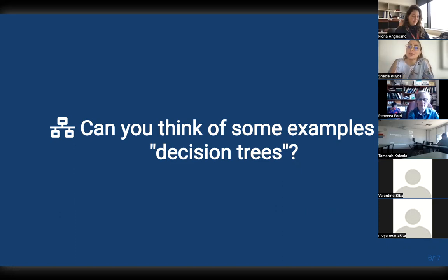So back to the decision tree. Does anyone want to give an example of a decision tree and the process of how you might come to a decision of anything? It doesn't have to be super complex. It could just be like, what am I having for breakfast?